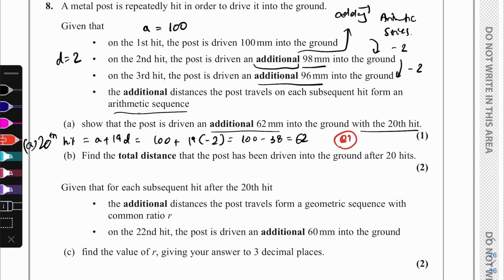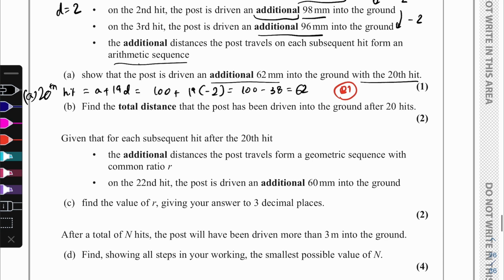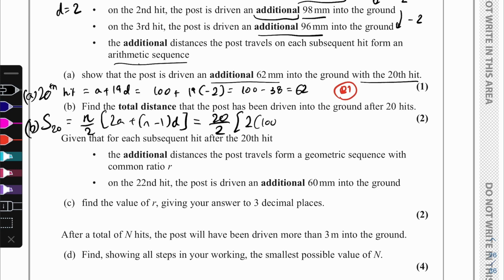So find the total distance. This is also given to us in the formula booklet, or you can memorize the sum of n terms. In this case, we're doing the sum of 20 terms, which is usually n over 2, 2a plus n minus 1 d. This is part B. So n over 2, n is 20, 20 over 2, and then it's 2a, which is 2 times 100, plus n minus 1, so 20 take away 1, and the difference is negative 2.